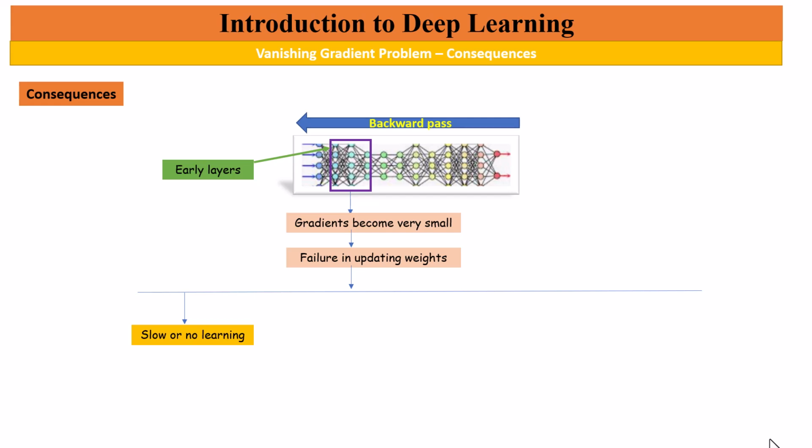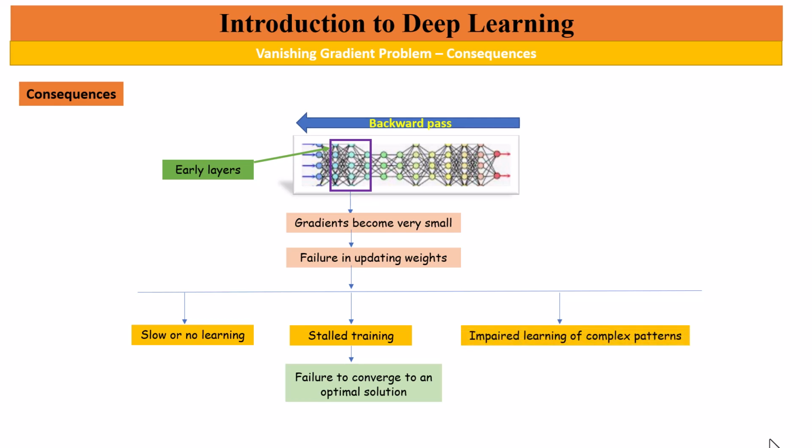Second, training can become stalled. The network gets stuck in poor solutions, like local minima or flat regions of the loss surface, and can't move forward. As a result, it fails to converge to the best possible solution. And finally, when early layers stop learning, the network loses its ability to understand deeper and more complex patterns in the data. So, while the vanishing gradient might seem like a small technical issue, it can actually bring the entire training process to a halt.